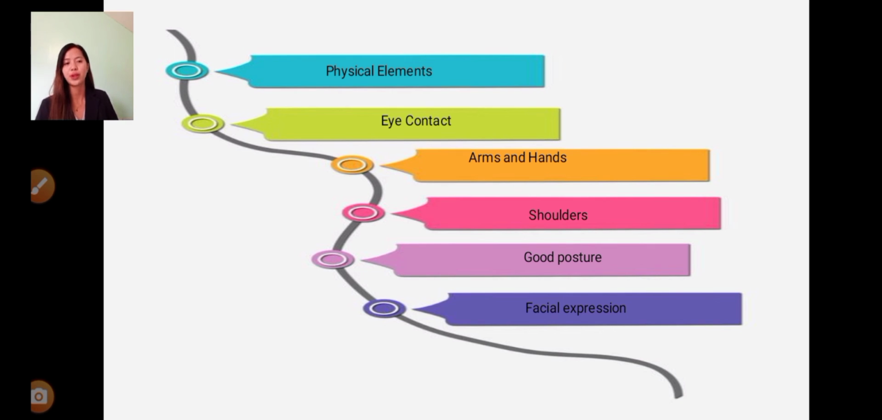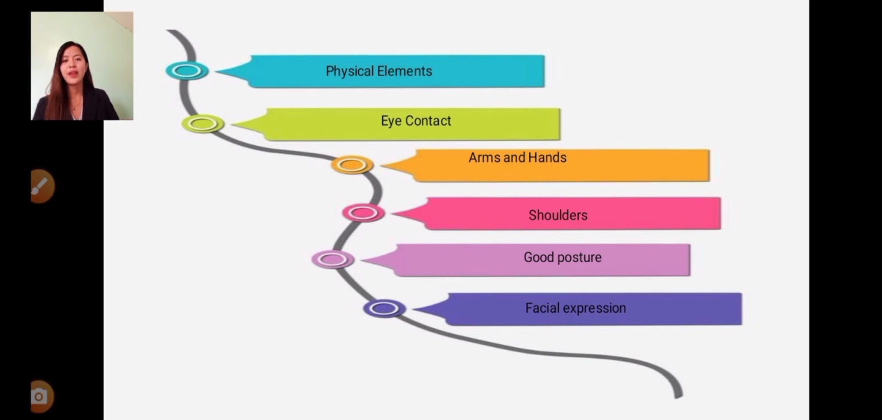A good posture. A good posture is also an element that we should always remember, because a good posture implies that a speaker is confident, a speaker is suitable for this because of the confidence that he is showing to the public, to the audience.